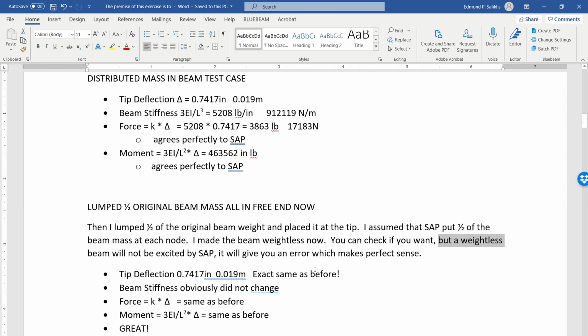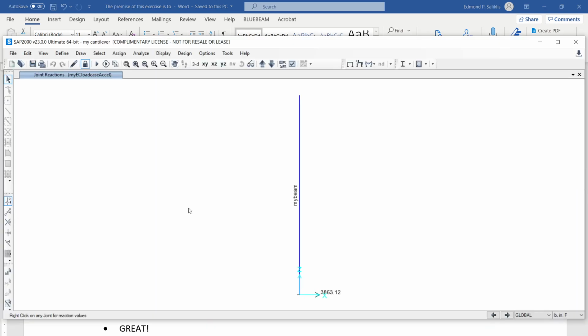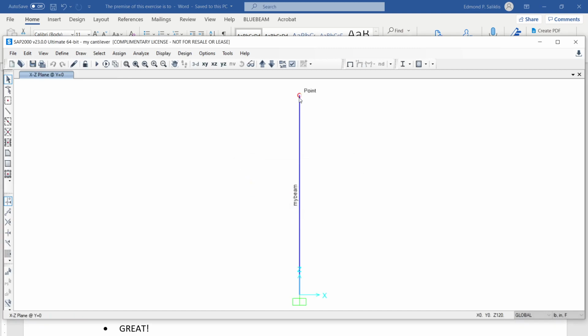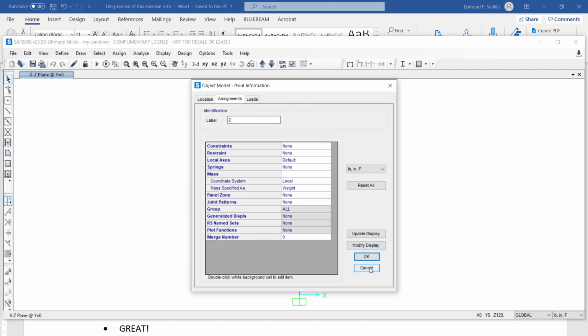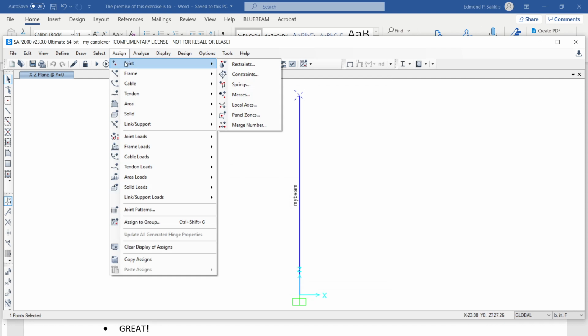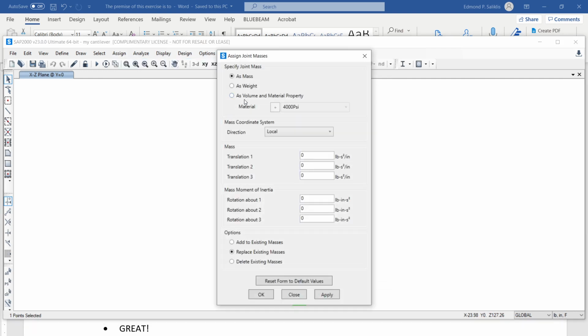It won't work. So you could lump the load, the mass, excuse me, you could lump it on the tip. And how do you do that? Very easy to do. But I don't recommend this. I don't think you really want to do this. This is the tip. Right click. There it is. You could see the location. Touch this. Assign joint masses.